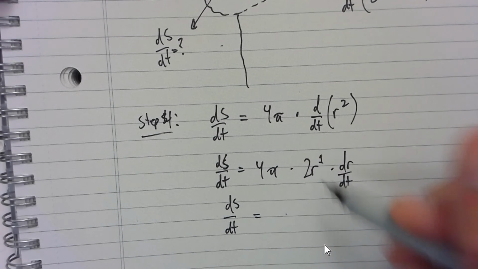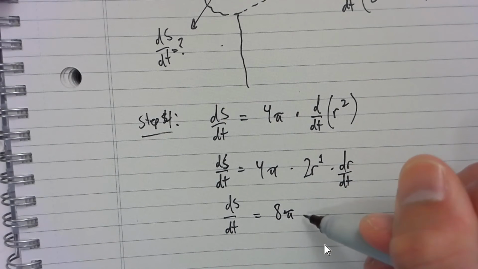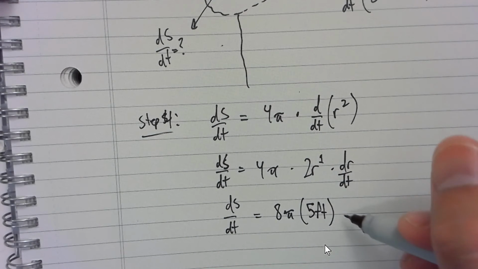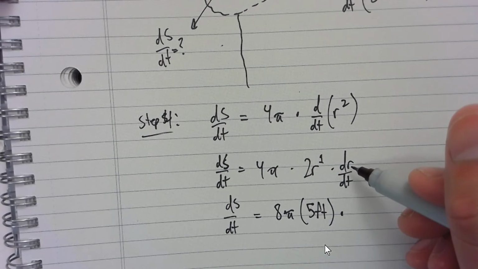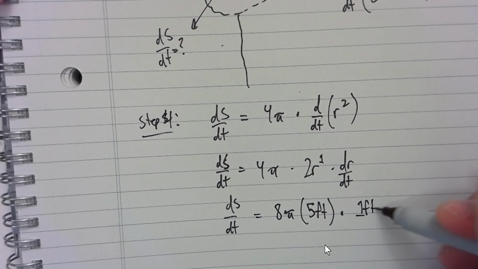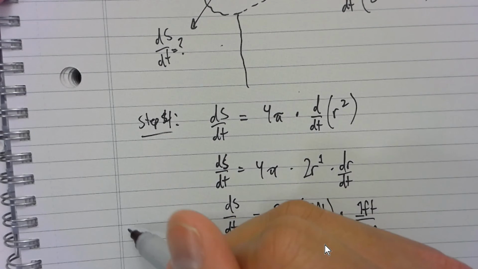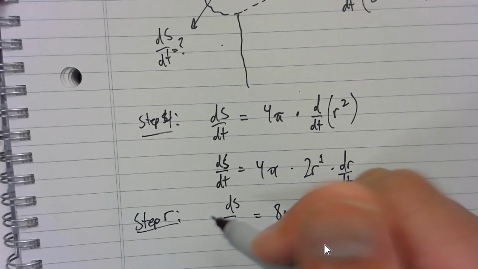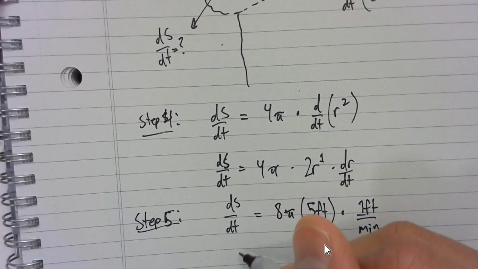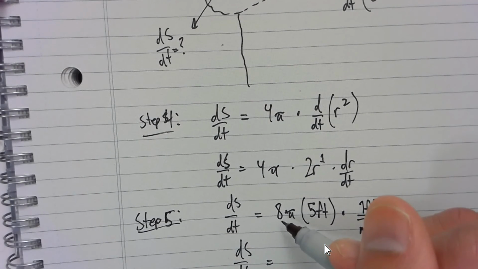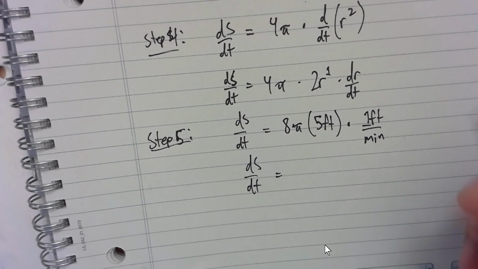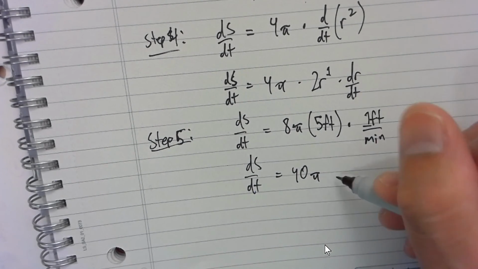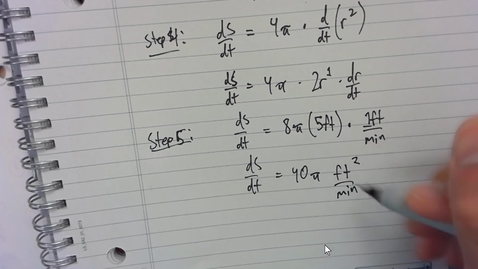4 pi times 2, that's 8 pi times r. r is going to be 5 feet. And we do know the rate at which r is changing from the last equation. That is 1 foot per minute. Sorry, I'm kind of simultaneously going into step 5 here and just solving it, because I just want to get this done. I do apologize. So ds over dt is going to be equal to 8 pi times 5, that's 40 pi, and then the units are huge. It's feet times feet over minutes. So that's feet squared per minute. And then that should be my answer.